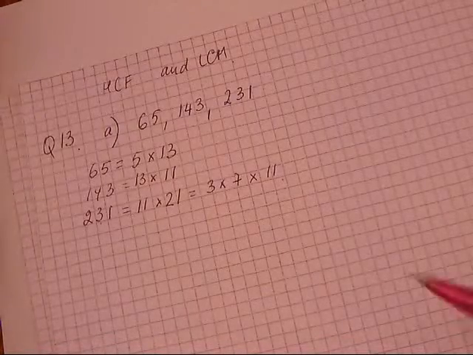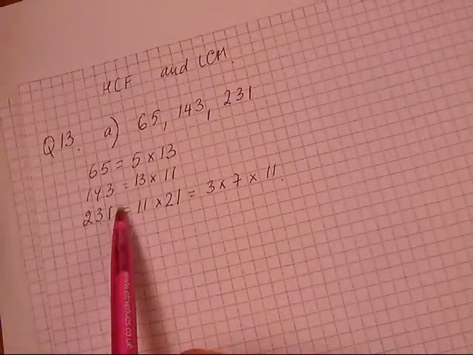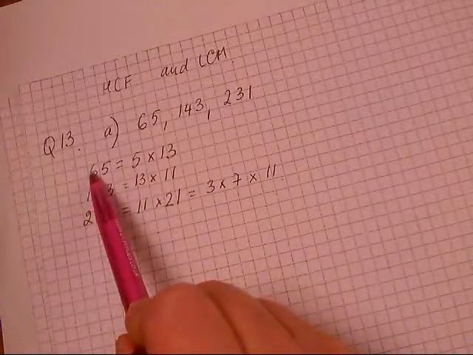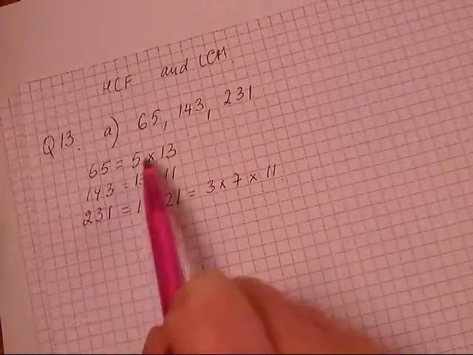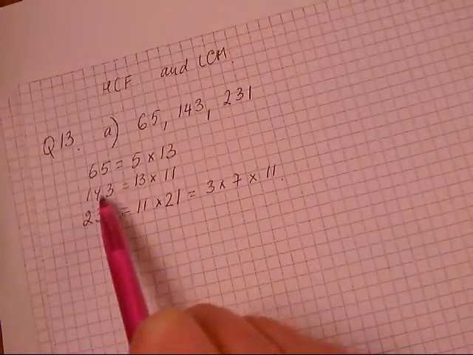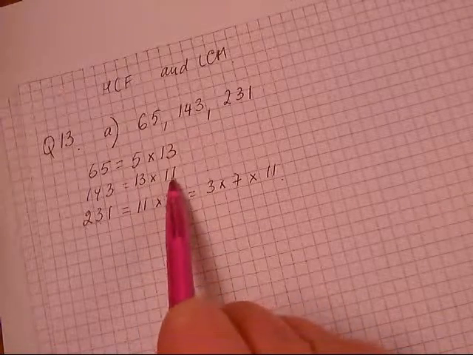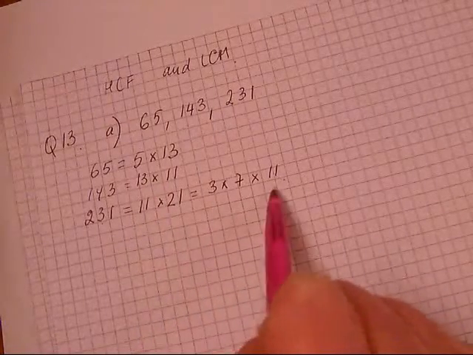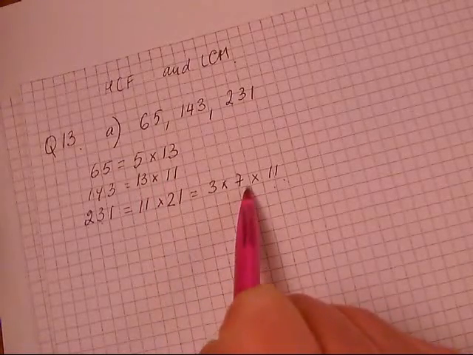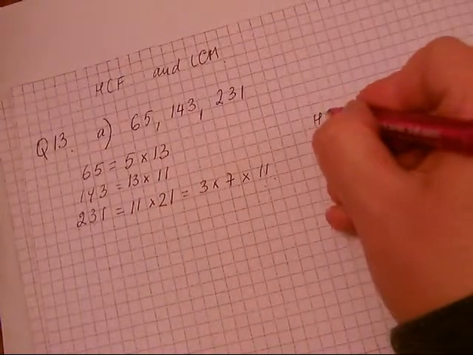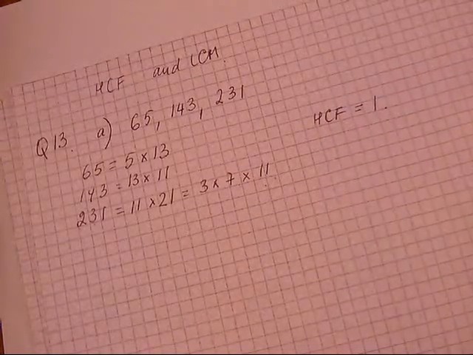Highest common factor: we need to find any common factor here. As you see, this number has prime factors 5, 13, this number has prime factors 13, 11. No 13 in here, no 5 in here or here, so my conclusion is that the highest common factor of all three of them is 1.